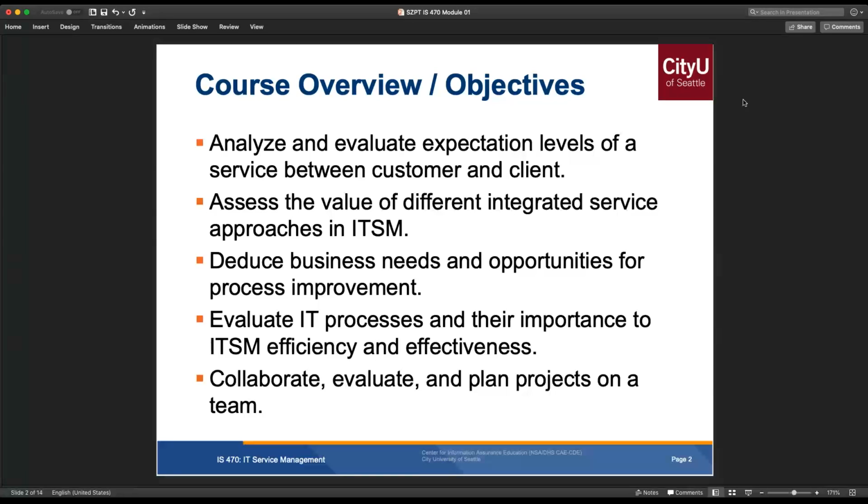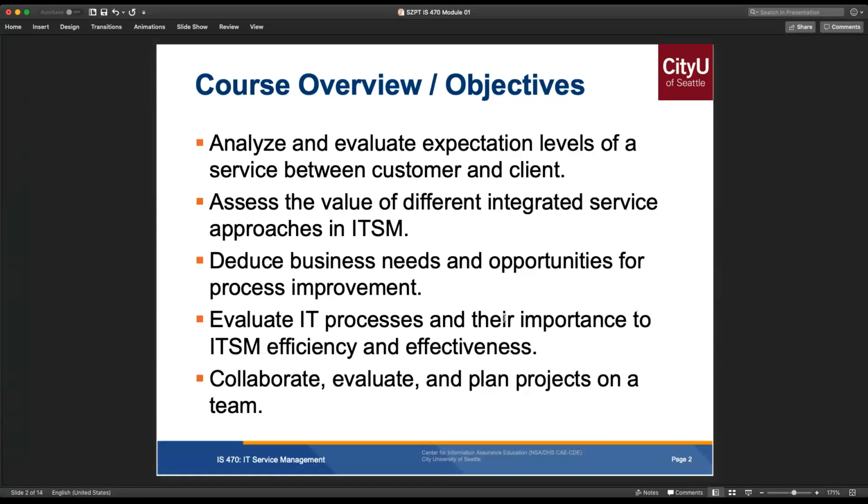Assess the value of different integrated service approaches in ITSM. We haven't really touched on that; this is for the whole course. Deduce business needs and opportunity for process improvement. This is a recurring theme: even though it's information technology, the focus should not be just the technology. The focus should be on the process improvement.